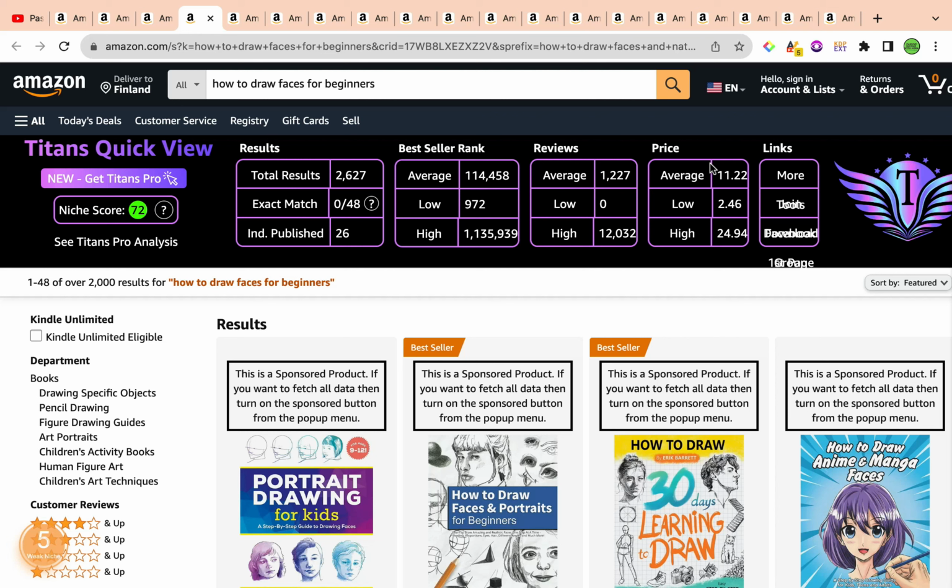Niche down whether you want it to be for adults or for children, and also introduce fun facts. Introducing the names of the different parts of the face as well would be ideal, especially when you're making it for small children. That would be great to have in there.